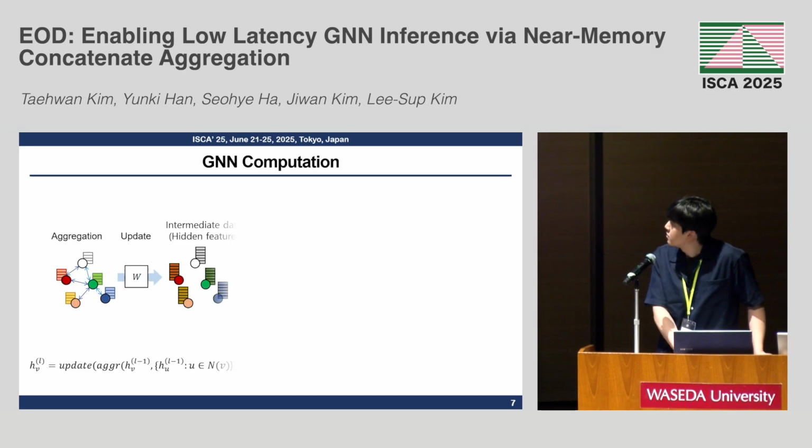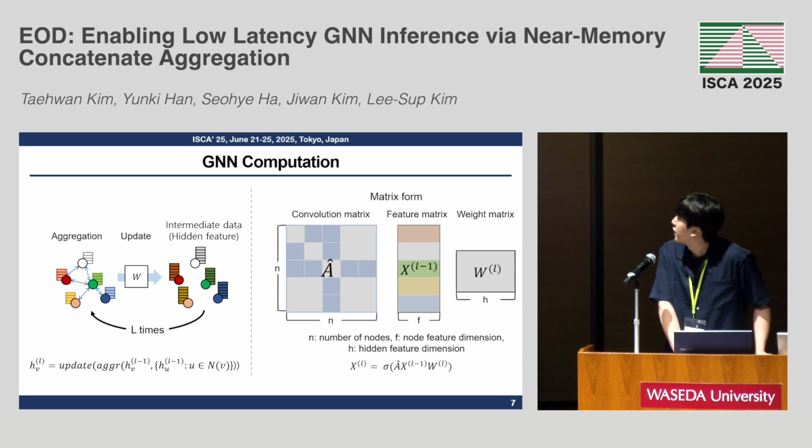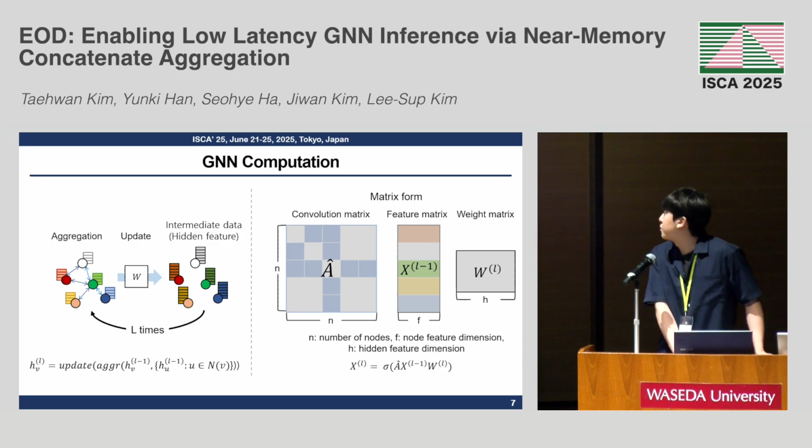GNN typically performs layers of aggregation and update, and it can be formulated in matrix form involving a convolution matrix, feature matrix, and weight matrix.